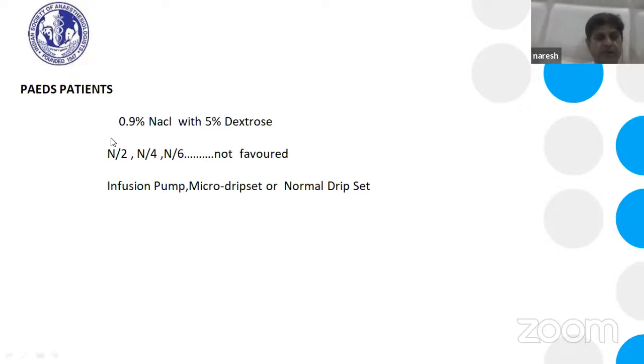We are using 0.9% sodium chloride with 5% dextrose. We are not using N/2, N/4, N/6 because of the neurological damage which occurs with the use of hypotonic, hyponatremic solutions. So we have avoided using it because the patient stays with us for a short time, 1 hour, 1.5 hour, though surgery is a major surgery for the pediatric age group. So we stick to 0.9% sodium chloride and 5% dextrose.